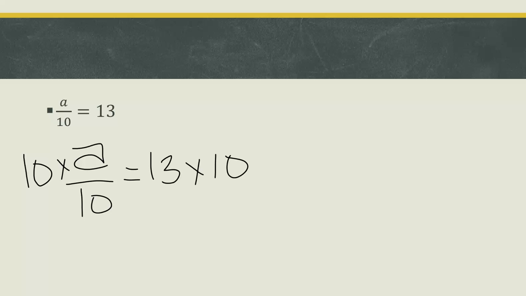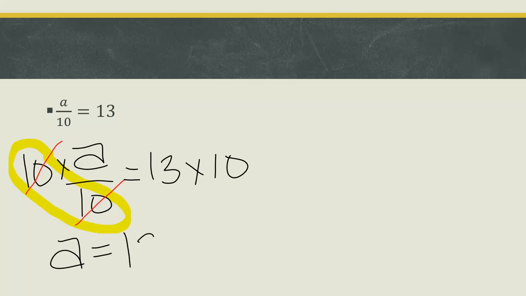Looking at the left-hand side, just like in the last problem, I have 10 on the top and the bottom of a fraction. When I multiply by 10 and then divide by 10, that equals 1, or we would say they cancel out. So the left side is just a. So a equals 13 times 10. 13 times 10 is 130.